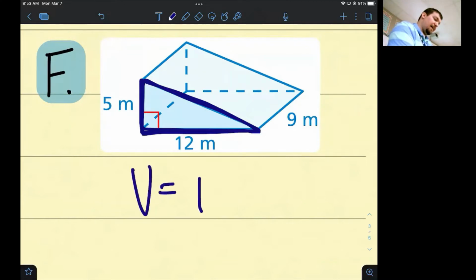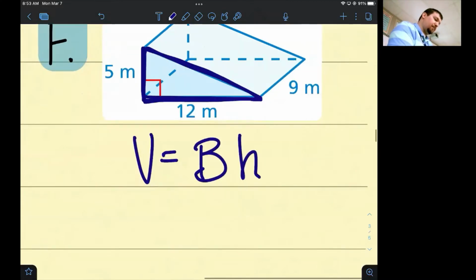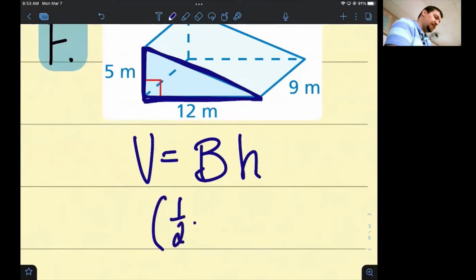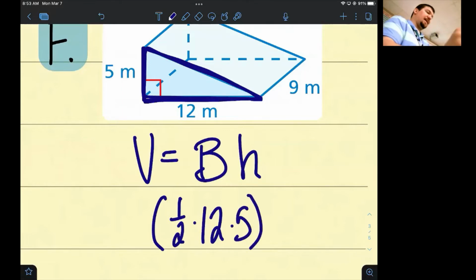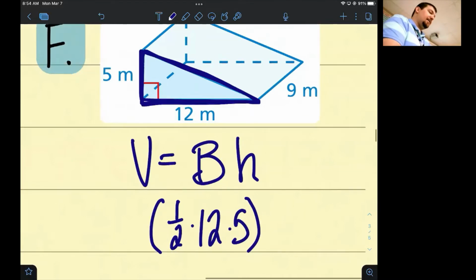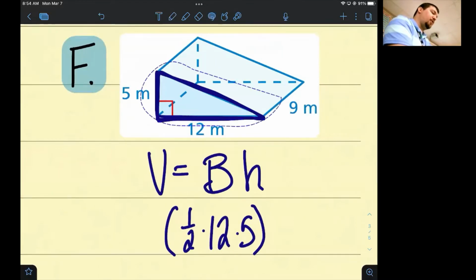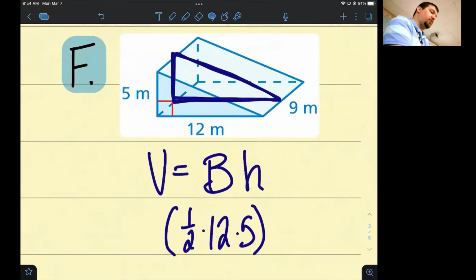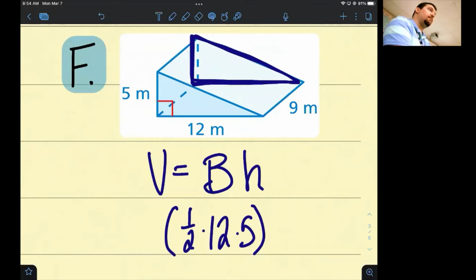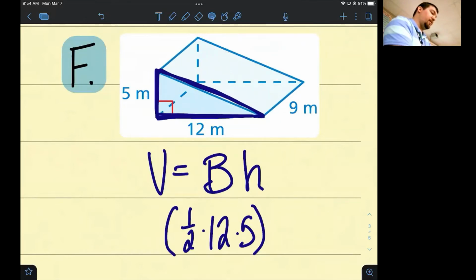V equals capital B times H. Here's my capital B. 1/2 times, what's the base of that triangle? 12 times, what's the height of that triangle? 5. There's my capital B. Don't times it by 2. We're not doing surface area, so don't times it by 2. How far away is that triangle base from its partner triangle base? 9. Yeah, the only other number we haven't used.